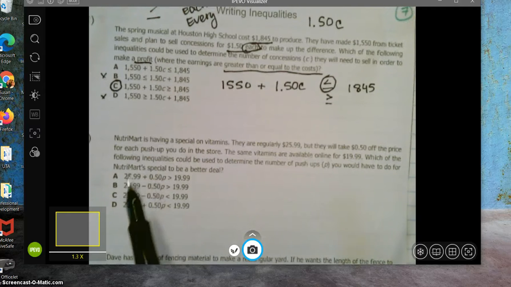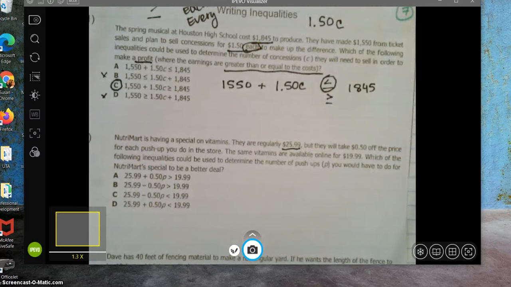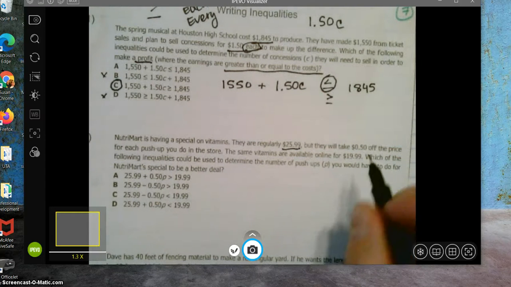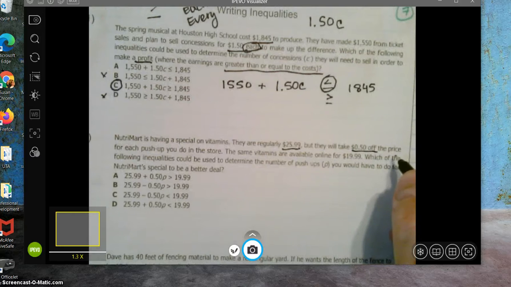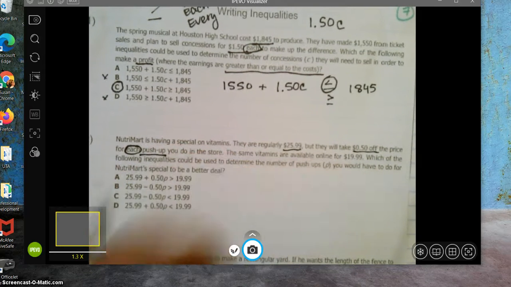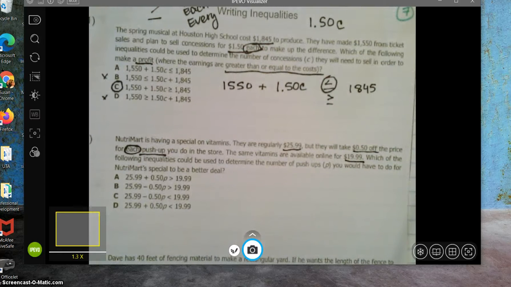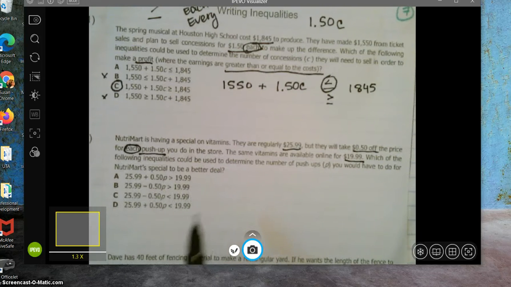Okay? So this says, Nutrimart is having a special on vitamins. They are regularly $25.99, but they will take 50 cents off the price for each push-up, okay, you do in the store. The same vitamins are available online for $19.99. Which of the following inequalities could be used to determine the number of push-ups you would need to do for the Nutrimart special to be a better deal?